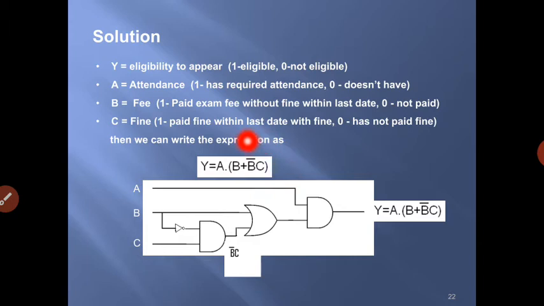So this is the overall logical expression corresponding to the given problem statement, and this logical expression can be realized with the help of basic gates. B bar is nothing but one inverter, with two AND gates and one OR gate, so that you will get the output expression y is equal to a into (b plus b bar c). So this is how we can solve the real-time problems which you face in day-to-day life based on the conditions given in the problem.